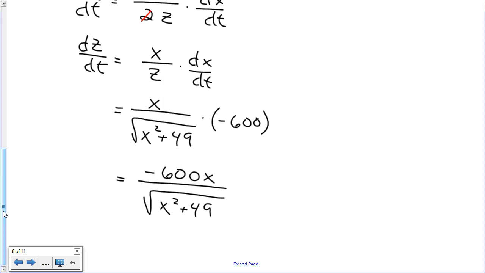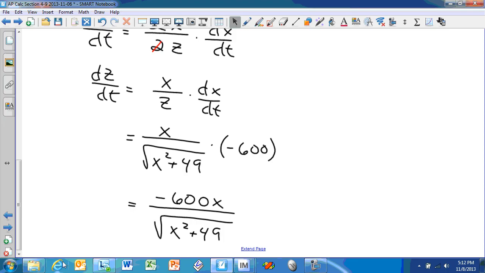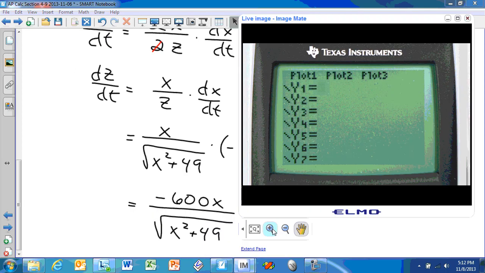Part B of this thing says to plot dz dt as a function of x squared, or excuse me, of x. So let's jump back over to our calculator here and bring that up. And in y1, let's go ahead and put in the equation we came up with for dz dt. It was negative 600 x divided by the square root of x squared plus the 49.